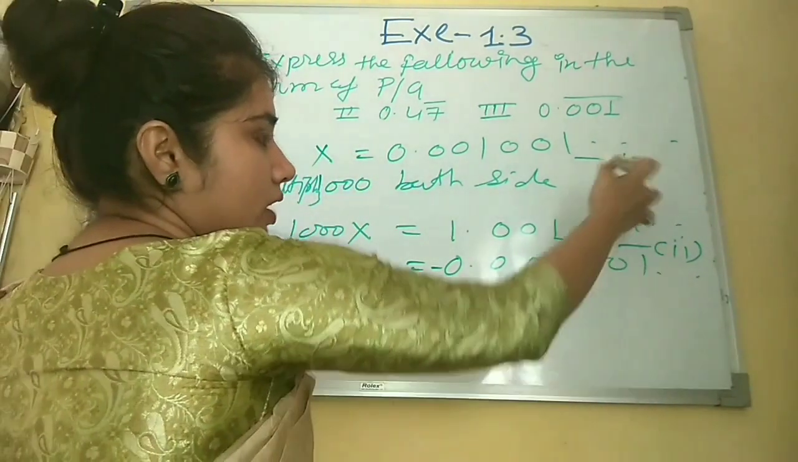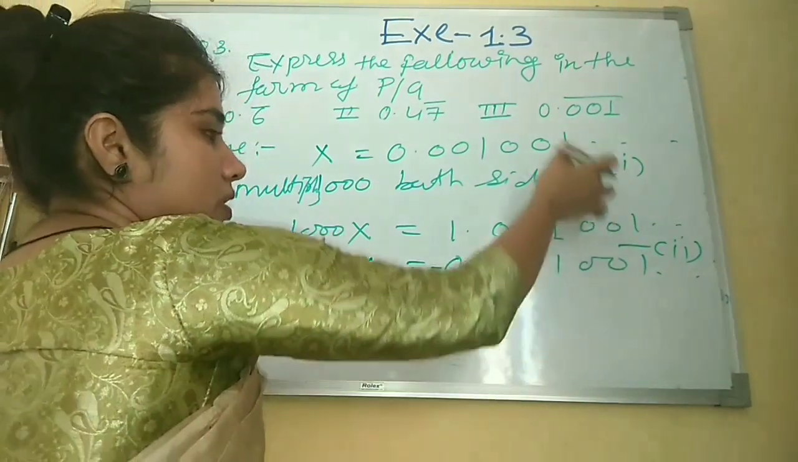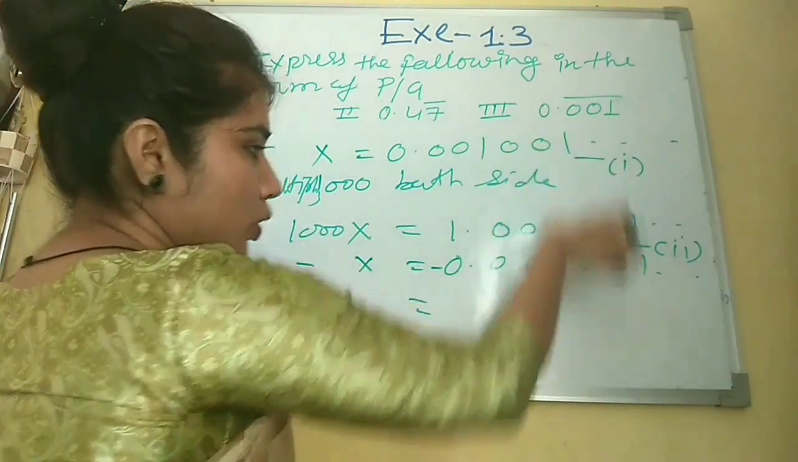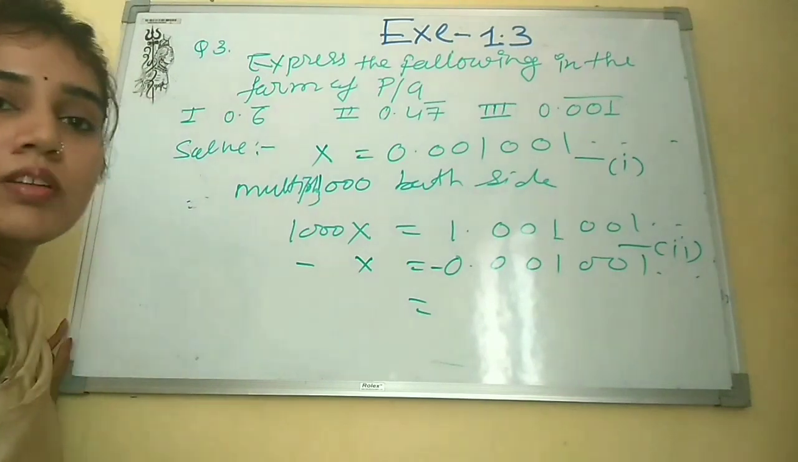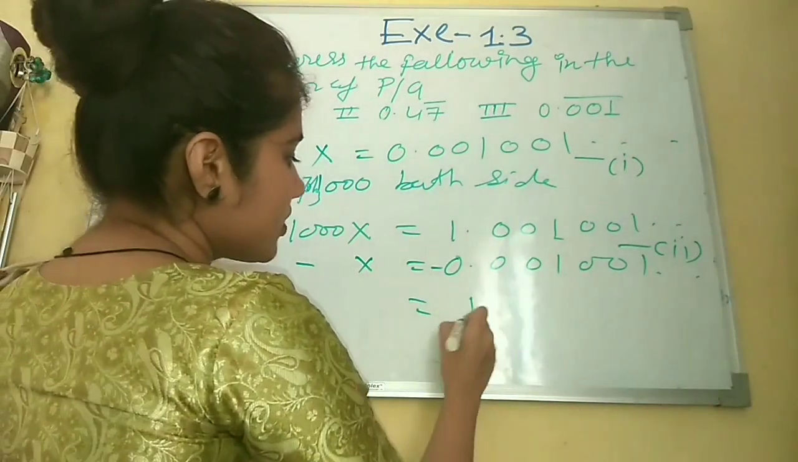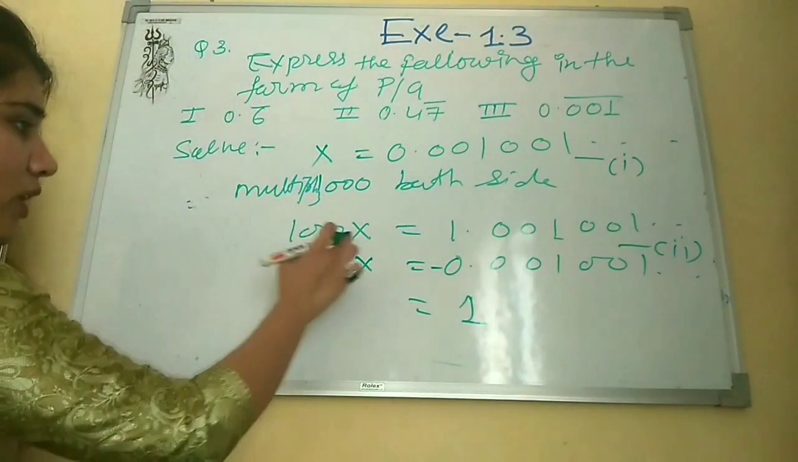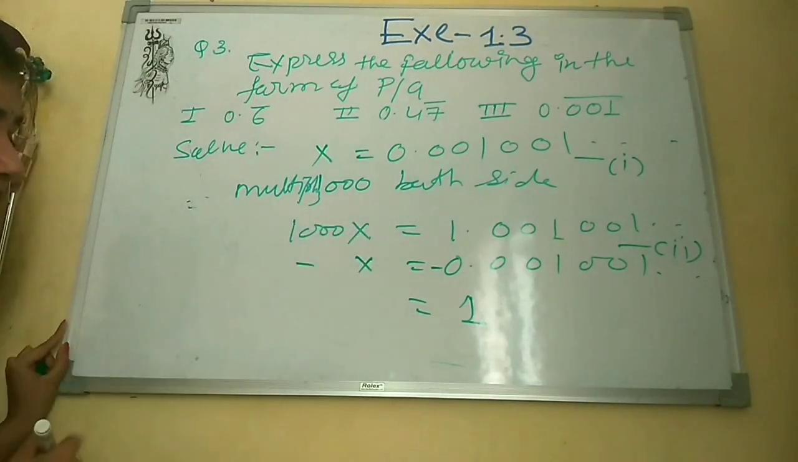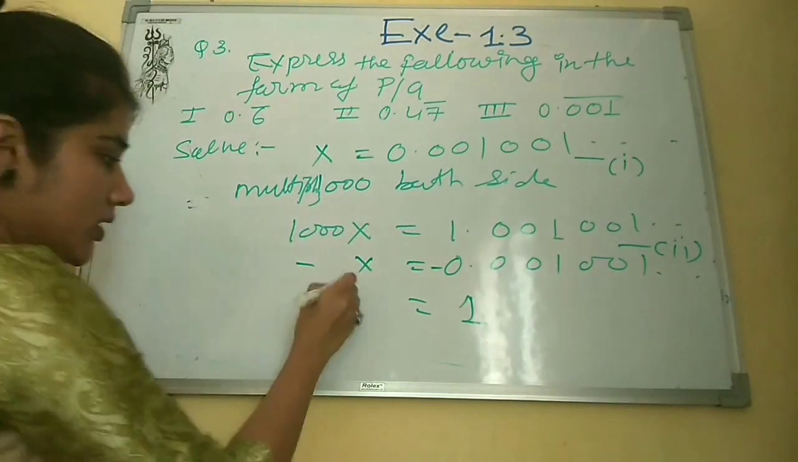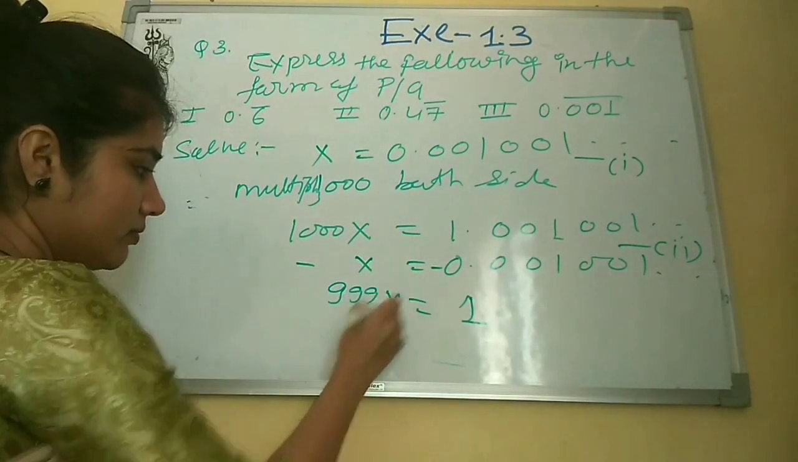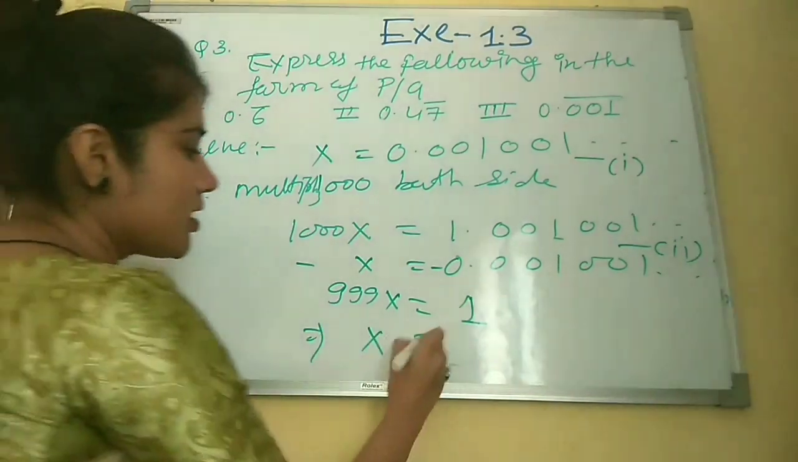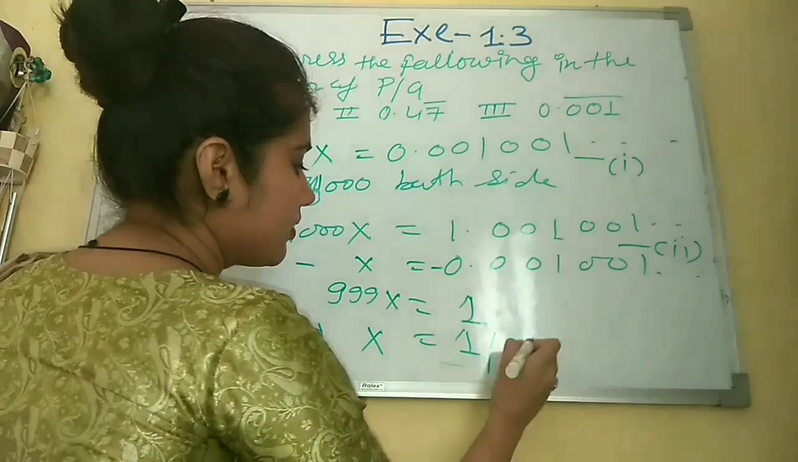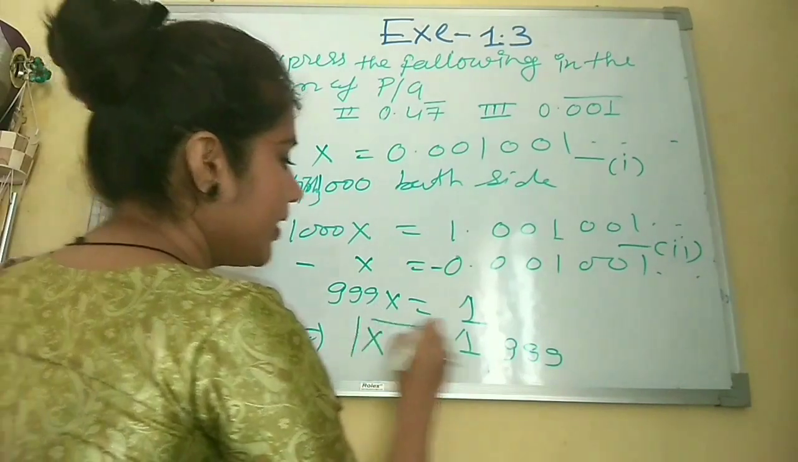What we will get? All these 1s will be subtracted by 1s, 0s will be subtracted by 0s. So what we will get is 0. So after the point all digits will become 0. This will be 1, and 1000x minus x is 999x. So the value of x is 1 upon 999.